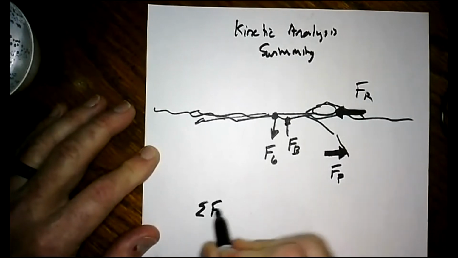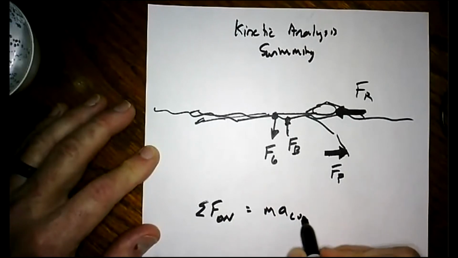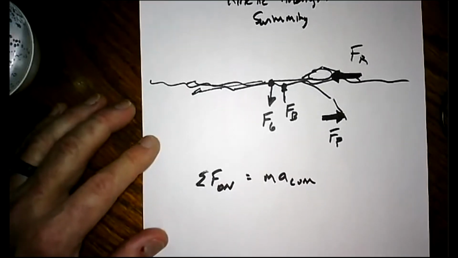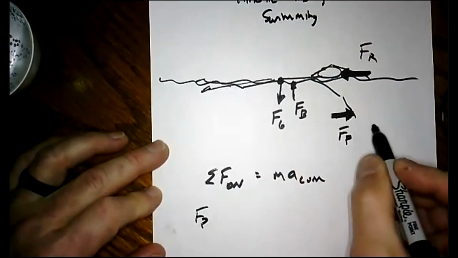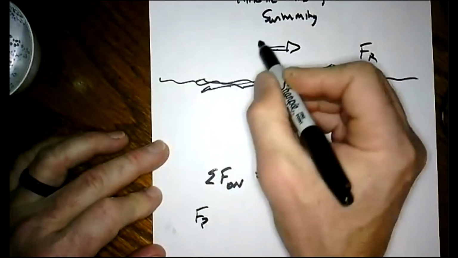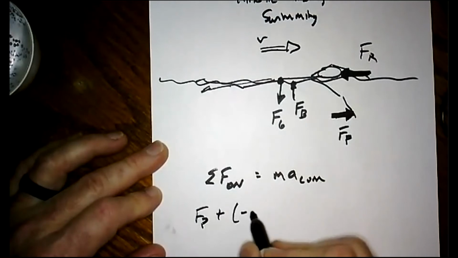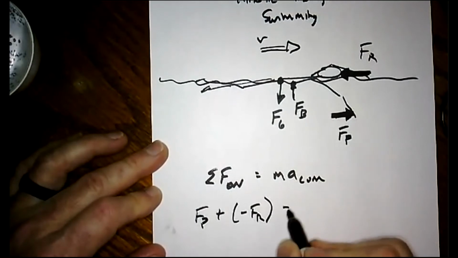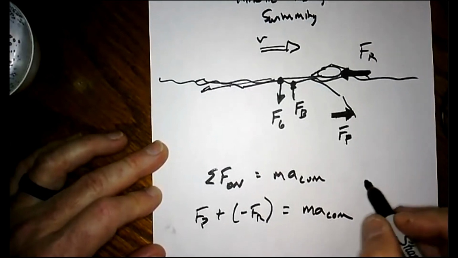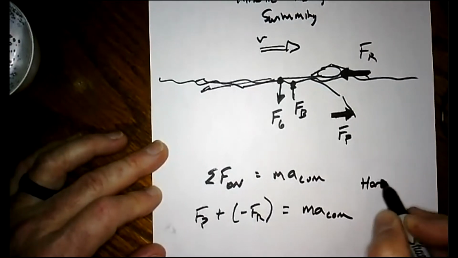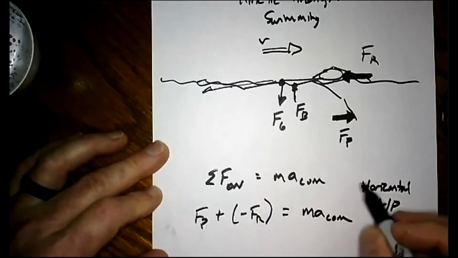Now in our kinetic analysis, we do sum of forces acting on the object equals mass times the acceleration of the center of mass. And in this case, I have a propulsive force acting in the same direction of movement. And I have a resistance force opposing the direction of movement. And that's it. Oh, I should have said, let's deal with the horizontal. And we'll deal with anterior posterior, okay?